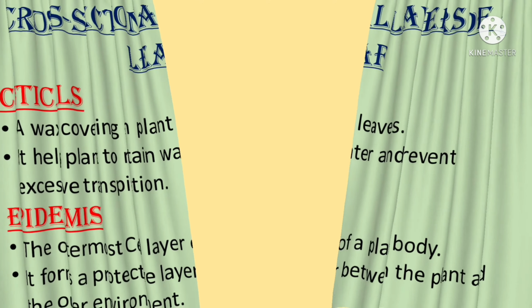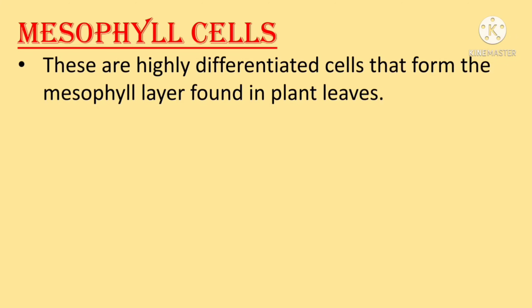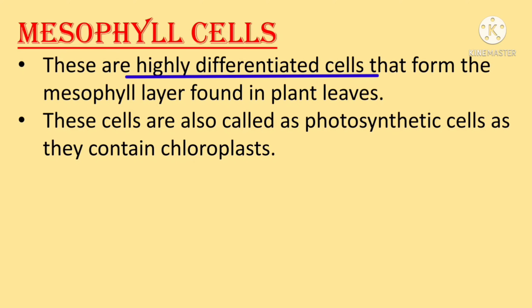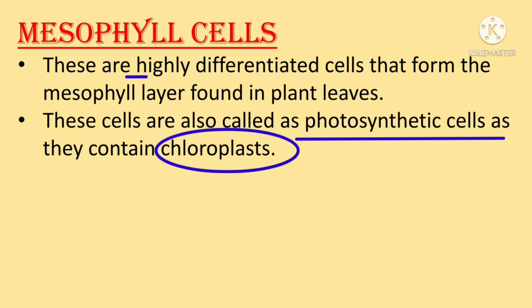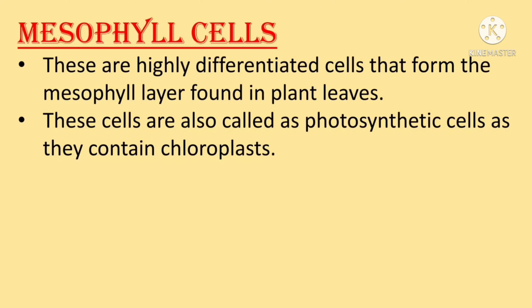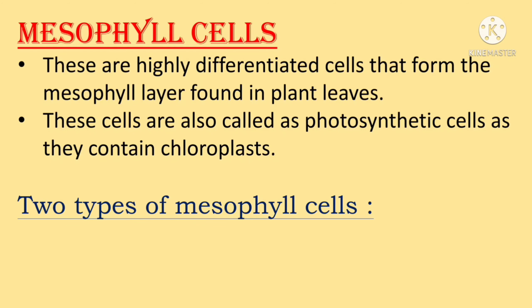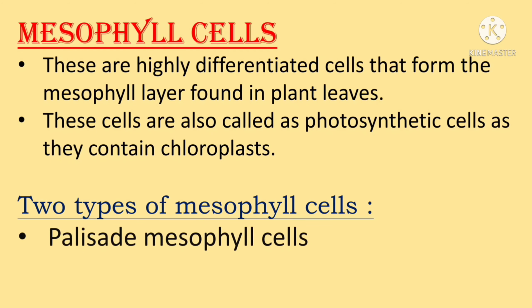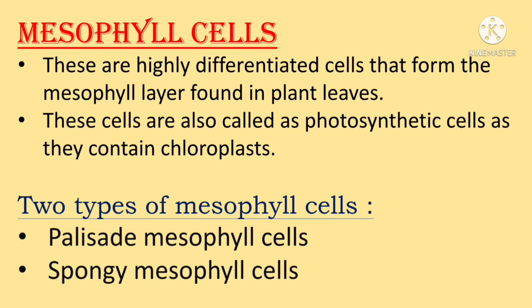Now, below the upper epidermis lie the mesophyll cells. These are highly differentiated cells that form the mesophyll layer found in plant leaves. Dear students, please note that mesophyll cells are also called the photosynthetic cells because they contain chloroplasts, and we know that chloroplasts are the site of photosynthesis. Also, I have told you that mesophyll cells are of two types, palisade mesophyll cells and spongy mesophyll cells.